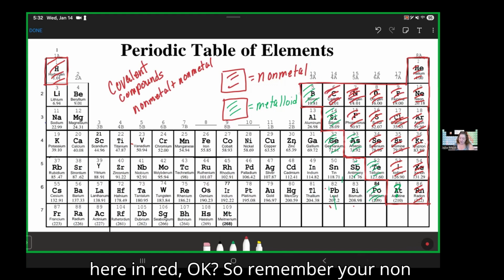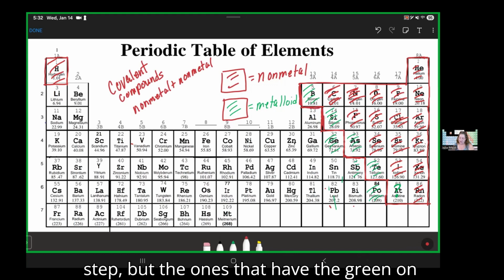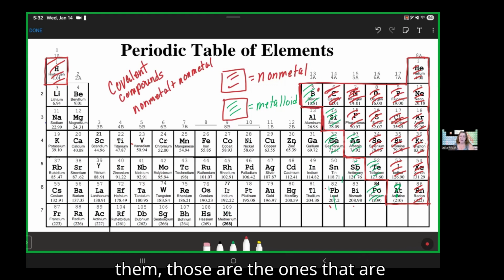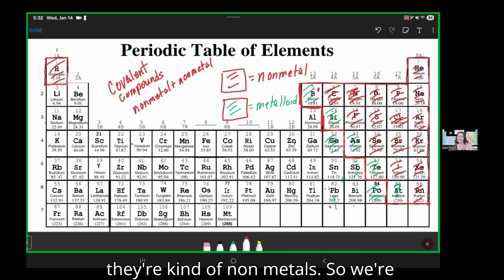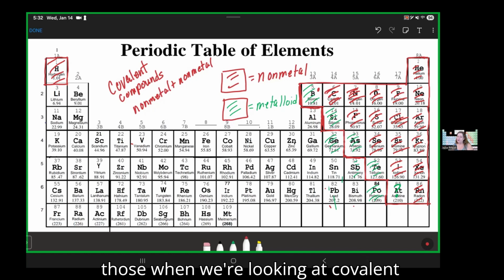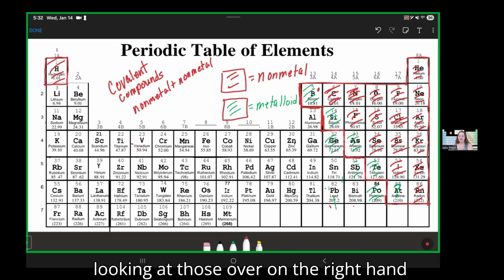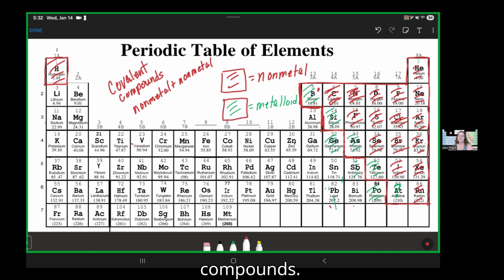Remember, your nonmetals are to the right of this stair step, but the ones that have the green on them, those are the metalloids. They're kind of metals, they're kind of nonmetals. So we're probably not really going to look at those when we're looking at covalent compounds. We're only looking at those over on the right-hand side.